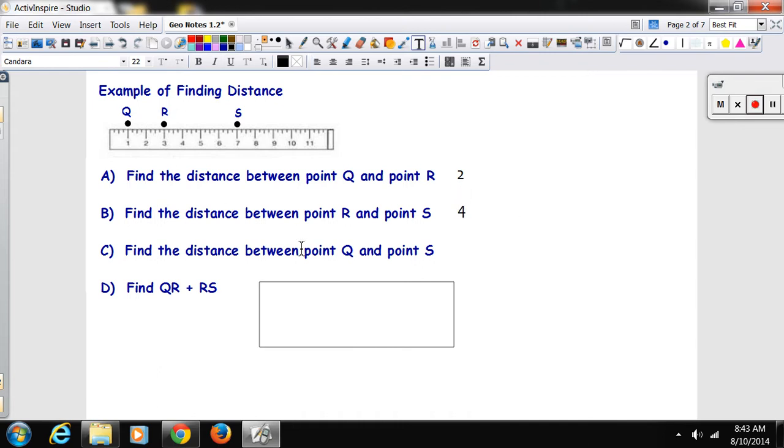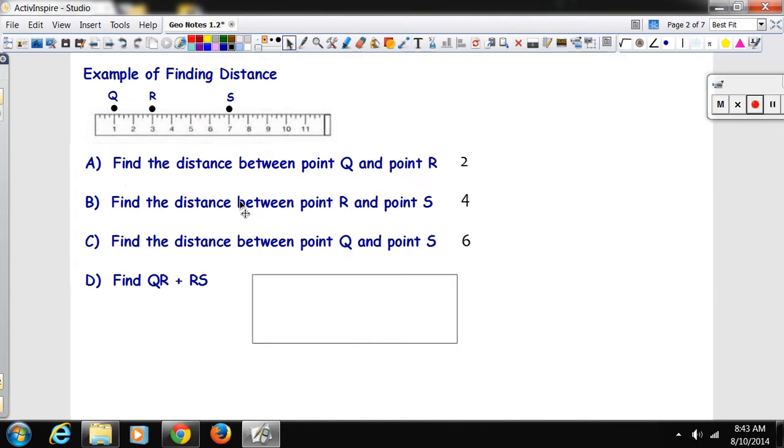Find the distance between Q and S. Now you could do 7 minus 1 and get 6, or 1 minus 7, get negative 6 and take the absolute value and get 6. Or you could look at the 2 previous answers. A 2 and a 4 together, guess what 2 and 4 makes? It makes a 6, because you just put a segment of 2 together with a segment of 4. You put those two things together, you got a segment of 6.